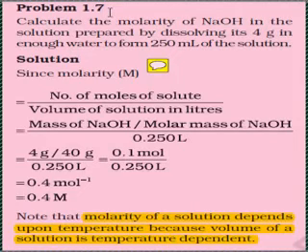Problem 1.7. Calculate the molarity of NaOH in the solution prepared by dissolving its 4 gram in enough water to form 250 ml of the solution. Now how to solve it? Molarity M is equal to number of moles of solute upon volume of solution in liter.